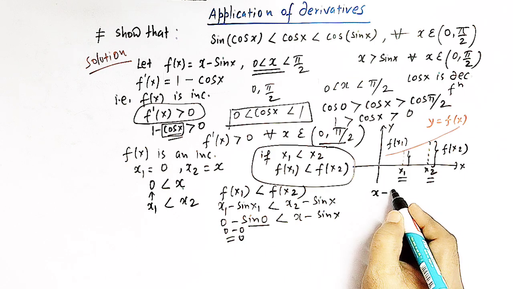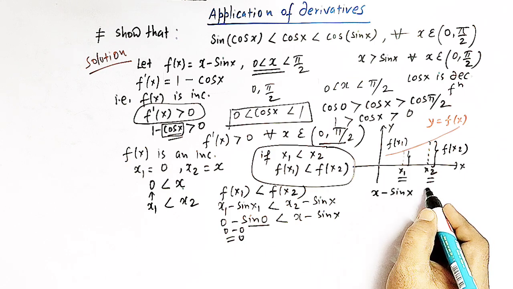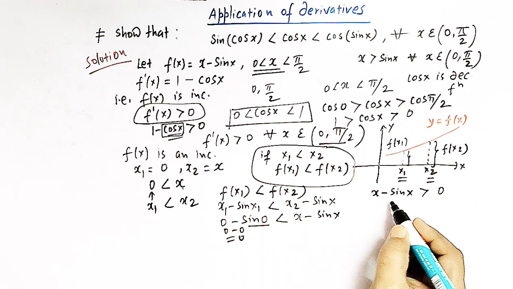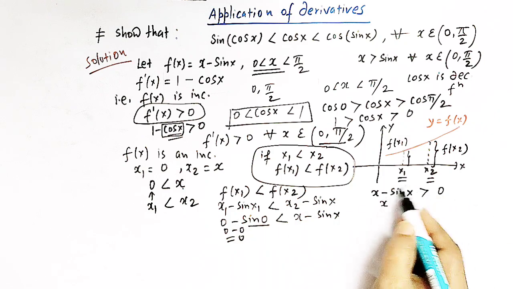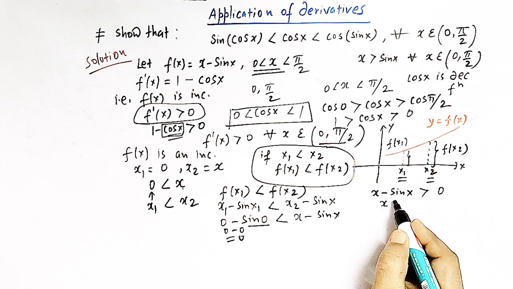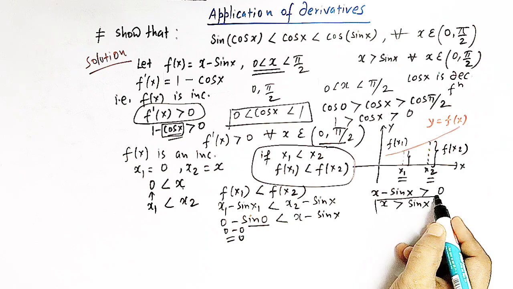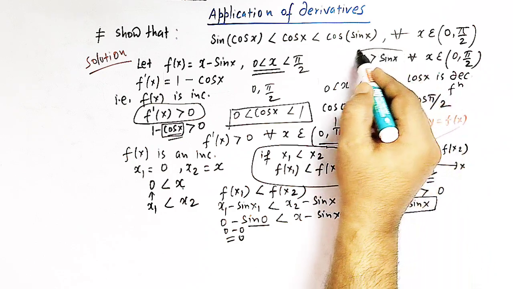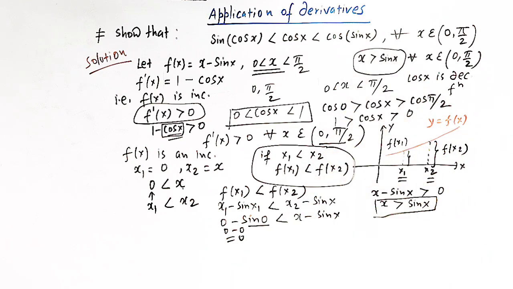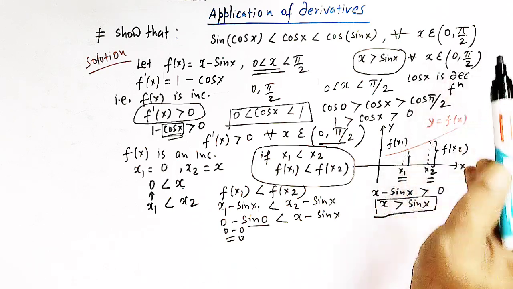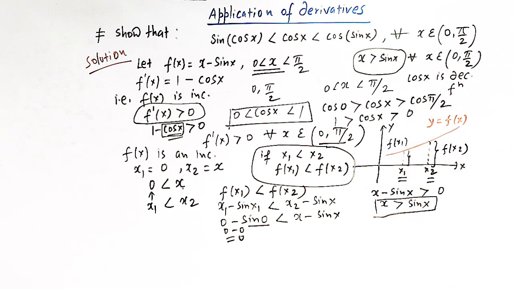So we have x minus sine x is greater than 0. So we can now take this sine x to the other side, so x is greater than sine x. So we have derived this inequality, that is x is greater than sine x, for all x belonging to the interval 0 to pi by 2.